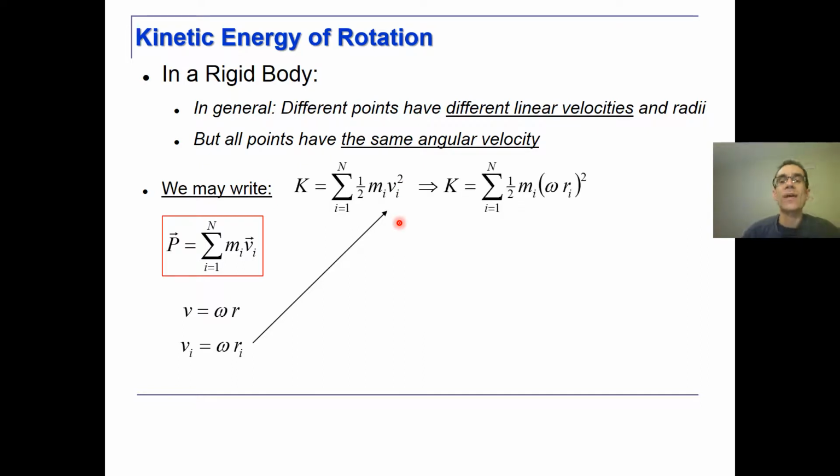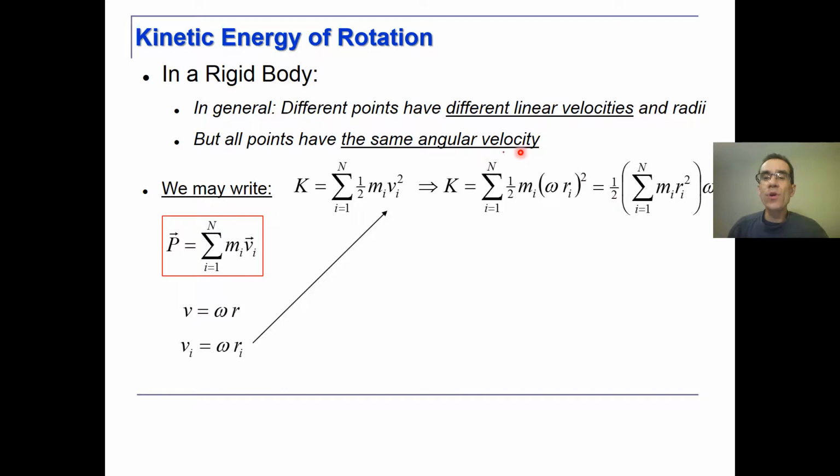I can actually transform this expression for the kinetic energy. Look at that: half of m_i times omega r_i, these things squared. What have I just done here? I've replaced the individual linear velocities by omega r_i, which is what the linear velocity of each element is related to through the angular velocity of each one. So this transformation is very important, because notice what I can do now.